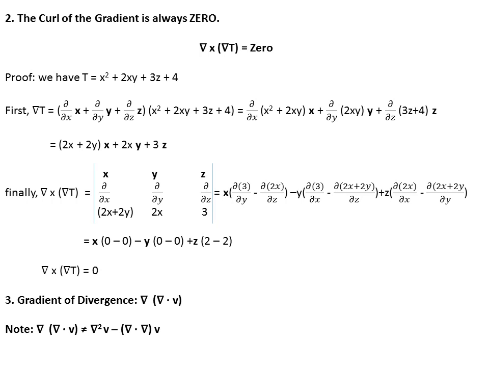Now the third one is gradient of divergence. Del in bracket del dot v. Remember, del dot v does not equal to del square v minus del dot del into v.